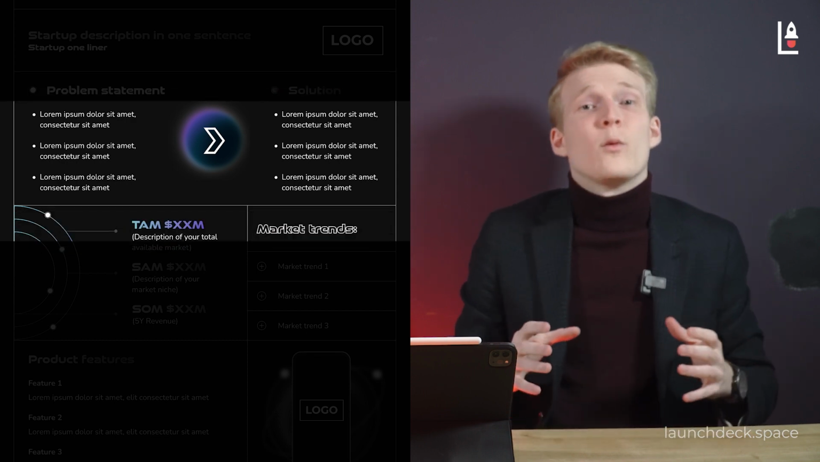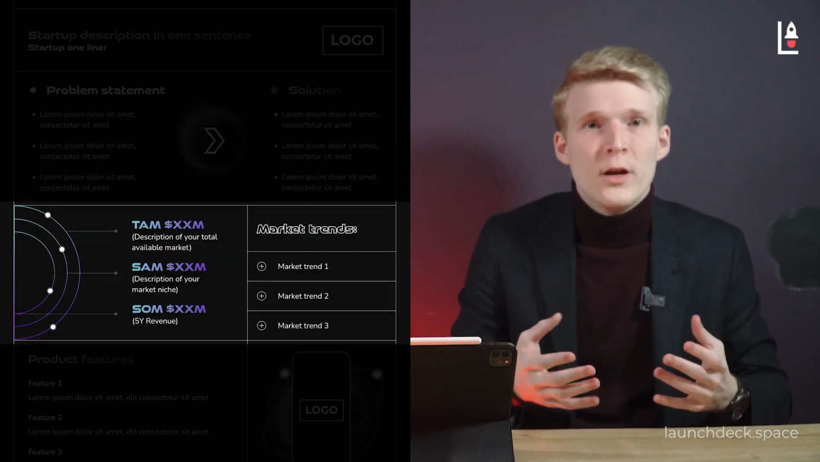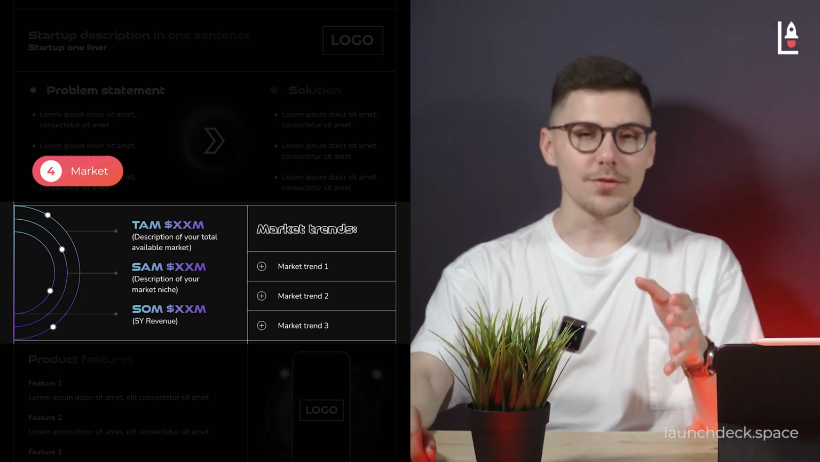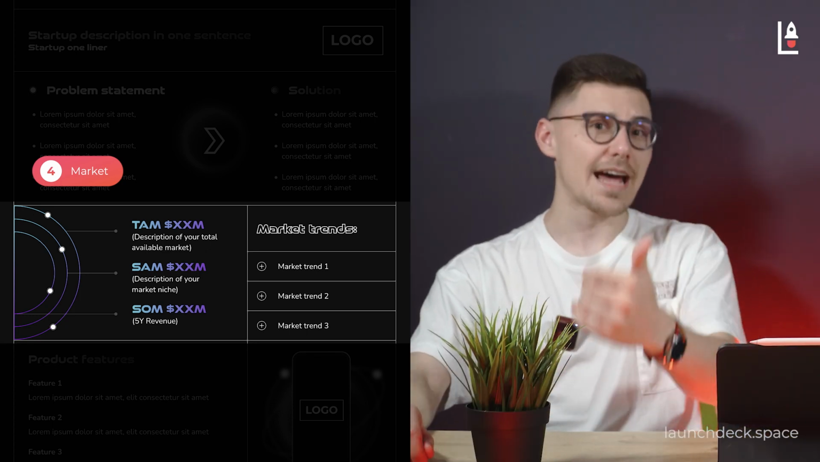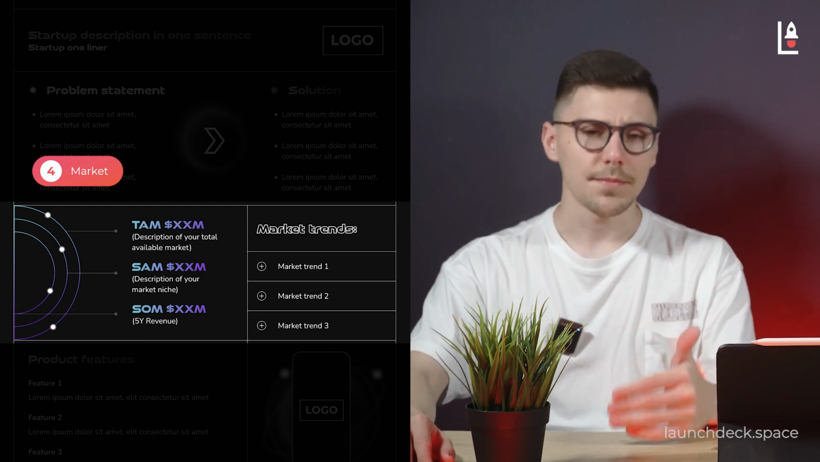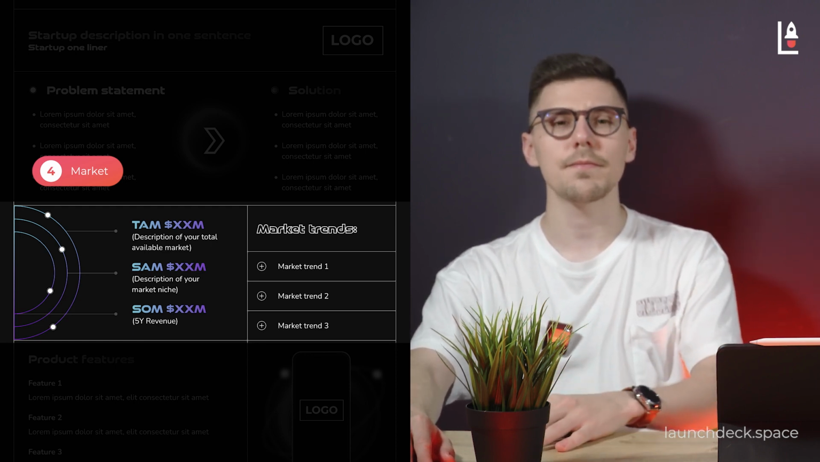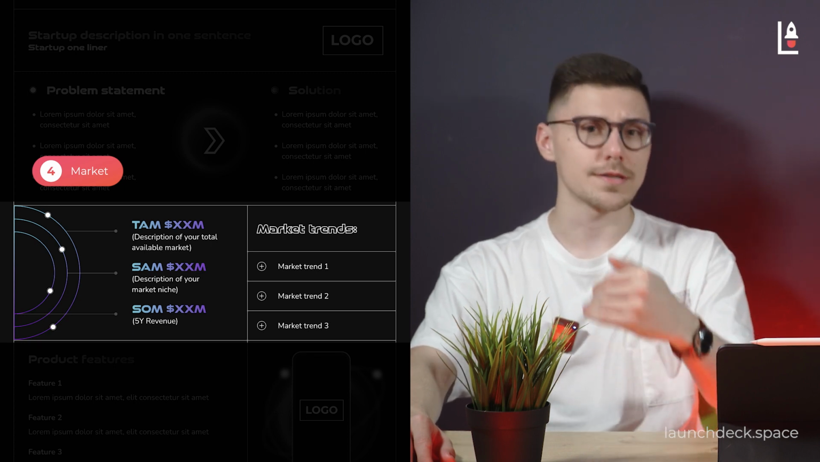The fourth step, when you have presented the problem and solution, you should show the market you are going to operate on. The best way to do it is using a SOM, SAM, TAM framework. Note that your target market should be huge enough to be attractive for an investor, but at the same time, it should be related to your solution.